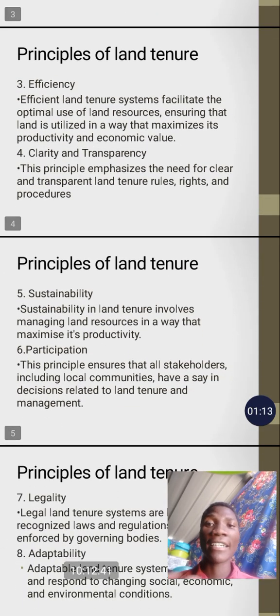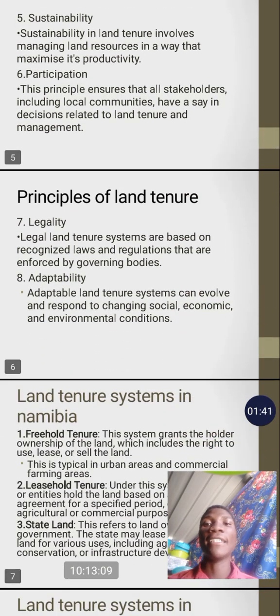We also have clarity and transparency, which emphasizes the need for clear and transparent land tenure rules, rights, and procedures. We also have sustainability. Sustainability in land tenure involves managing land resources in a way that maximizes its productivity. Participation. This principle ensures that all stakeholders, including local communities, have a say in decisions related to land and management. We also have legality. Legal land tenure systems are based on recognized laws and regulations that are enforced by governing bodies. And then last we have adaptability, which is evolving and responding to changing social, economic, and environmental conditions.